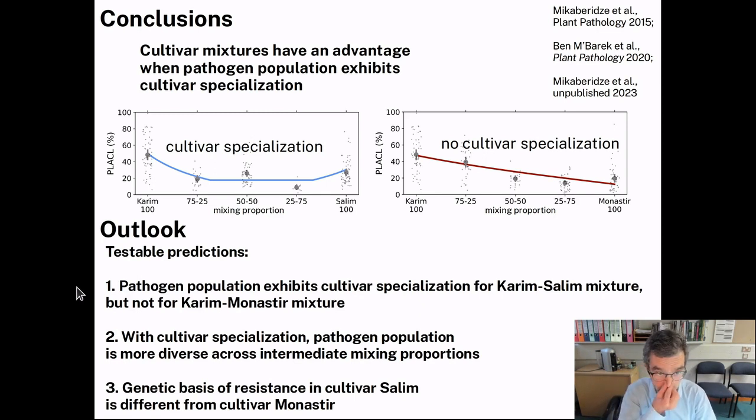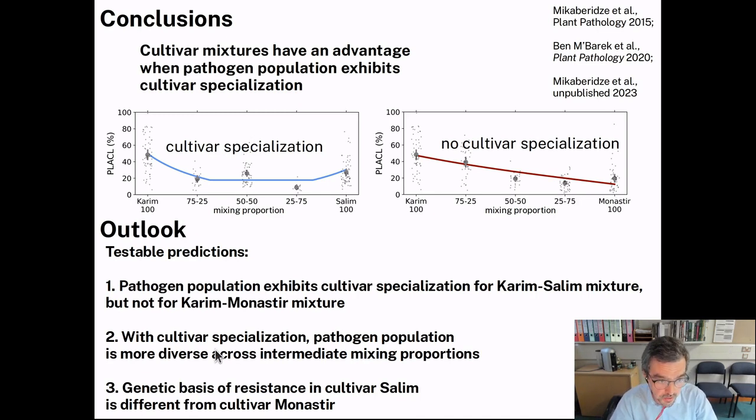So firstly, as I already mentioned, we hypothesize, or we predict, that the pathogen population will exhibit cultivar specialization for the Karim-Salim mixture, but not for the Karim-Monastery mixture. And this can be tested in future field experiments where we can investigate the genetic composition of the pathogen population and see indeed whether there are strains that transmit better on one of the cultivars as compared to the other cultivar, and vice versa.